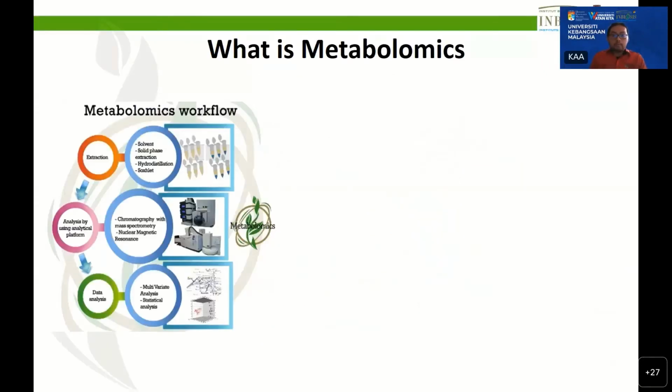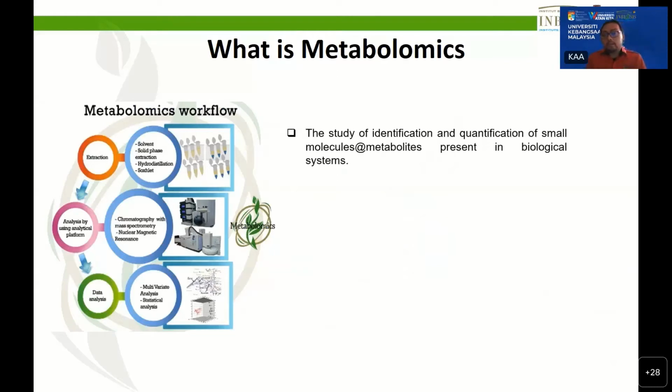Before we go further into my talk, first I would like to do some introduction about what metabolomics is. I believe that everybody here is familiar with metabolomics. For those who are not familiar or hearing it for the first time, metabolomics is the study of identification and quantification of small molecules, or what you call metabolites, that are present in biological systems.